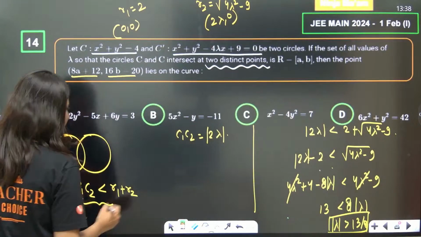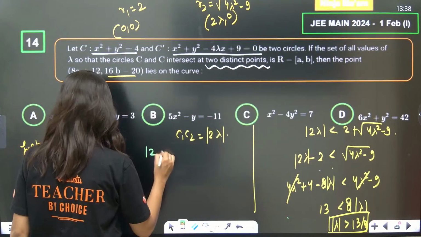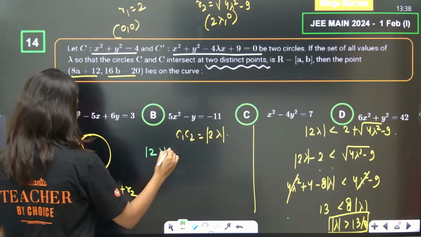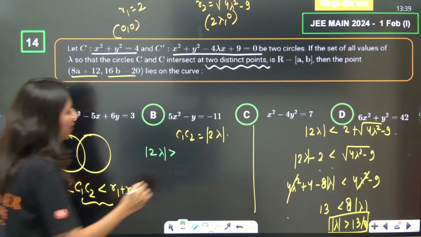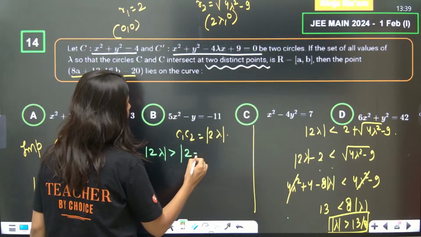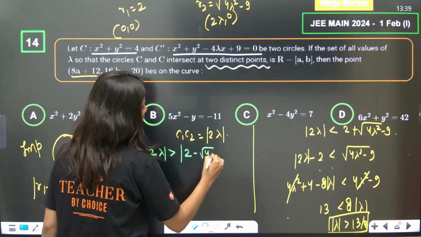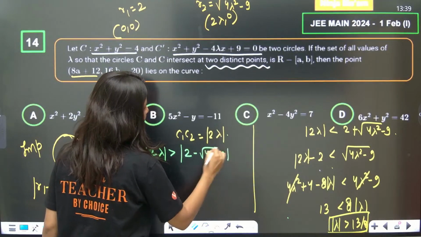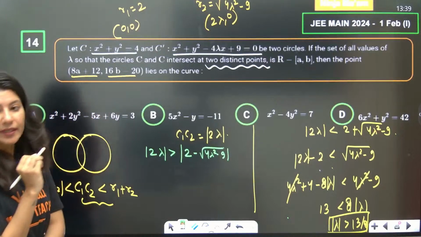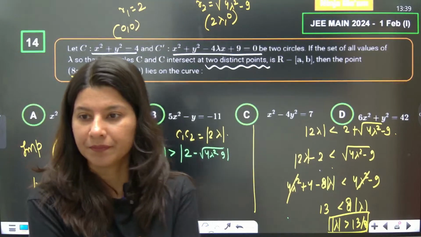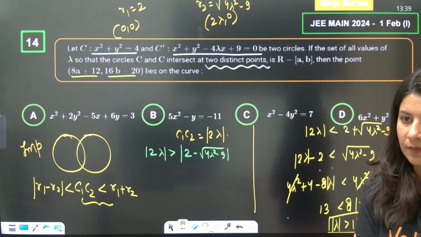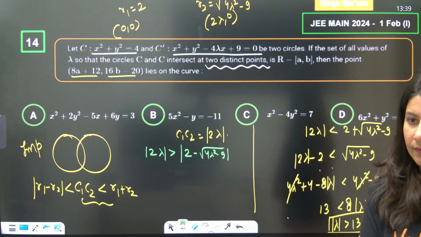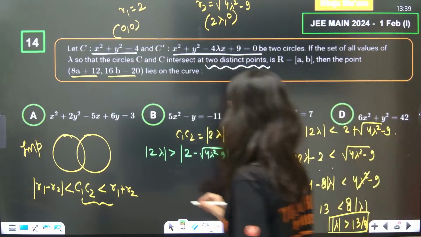So C1, C2. So mod of 2 lambda is greater than mod R1 minus R2. So this is 2 minus R2 is square root 4 lambda square minus 9. Okay. So we need to square it right here.